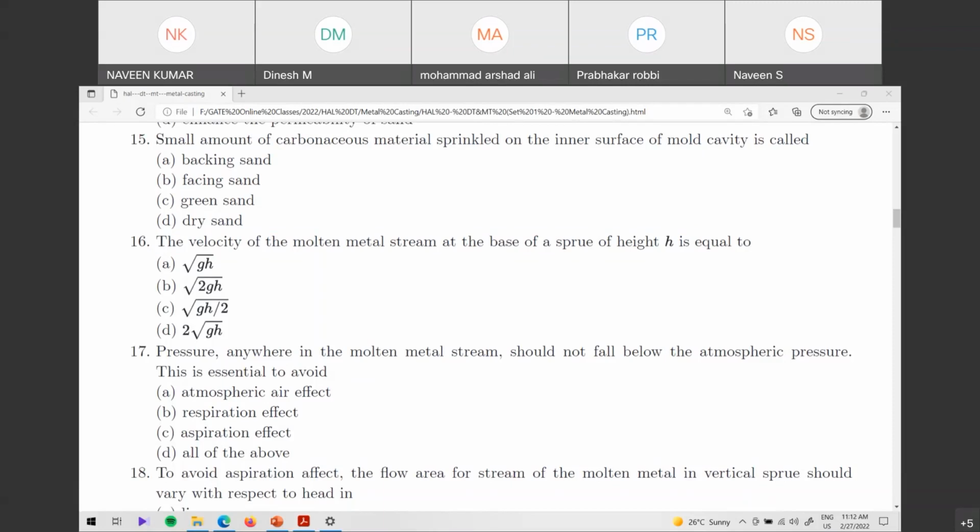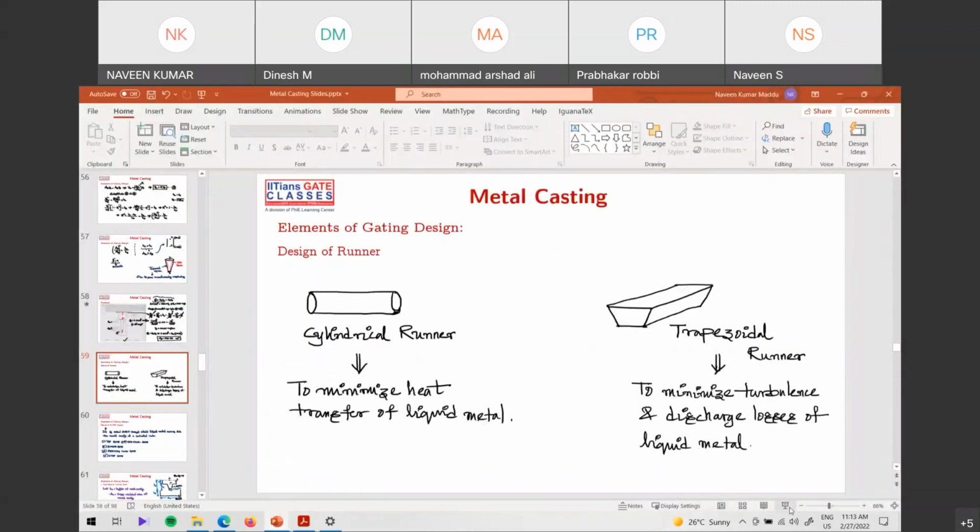Okay. Yes, you are right. All of them are right. They are saying the velocity of molten metal stream at the base of sprue of height h. It's a simple, easy thing. I'll solve it here.